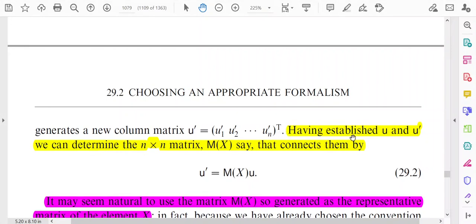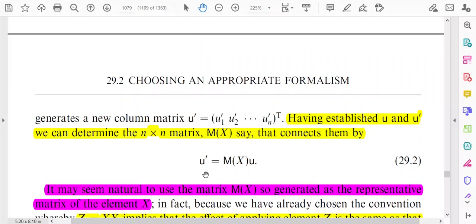Now, having established U and U prime, we can determine the n by n matrix MX. What is the definition of MX? MX is a matrix that connects U prime and U. So, it is a relation: U prime is related to U as U prime is equal to MX into U. MX is a particular matrix that connects U with U prime.